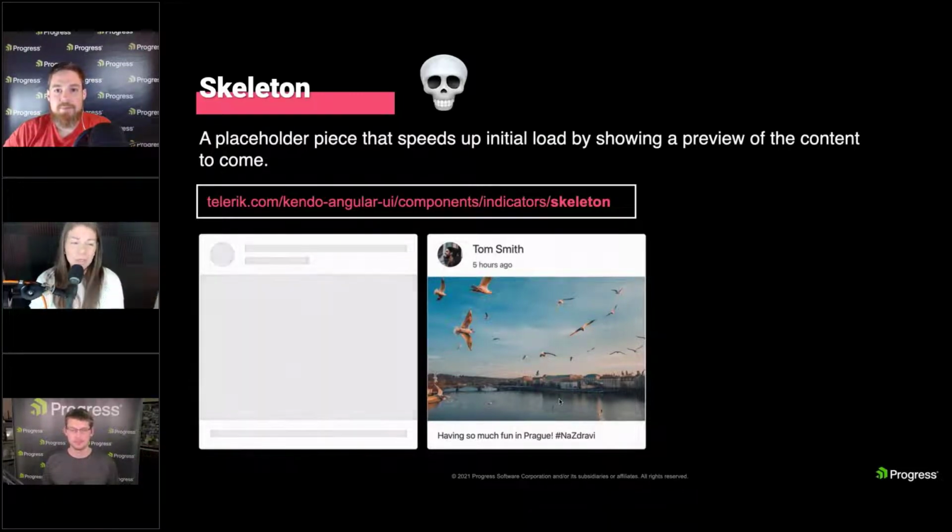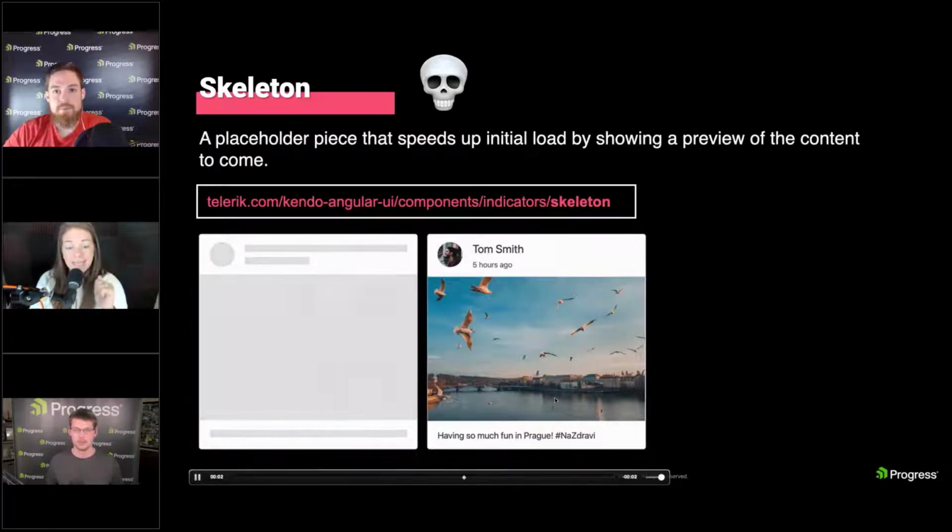And so there are 3 different shapes. There's a text shape, a rectangle shape, and a circle shape. And you can use those 3 different shapes to really build out any kind of skeleton component that is there pre-data load. So it's really beautiful. It's a placeholder piece. It can speed up your initial load, but not only that, it's really great for UX, for just giving the users a little bit of a heads up of, hey, this is what's going to happen, instead of things just kind of popping into existence. So it's beautiful. Check it out.